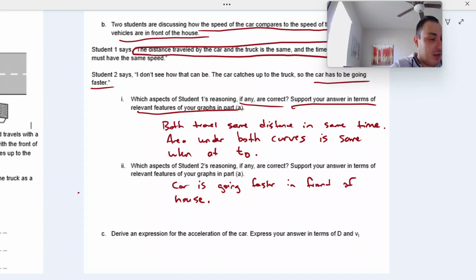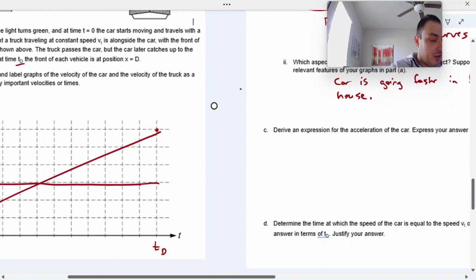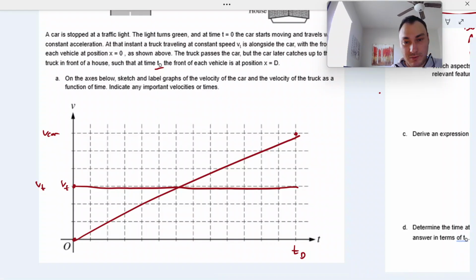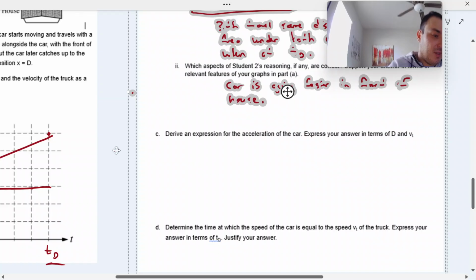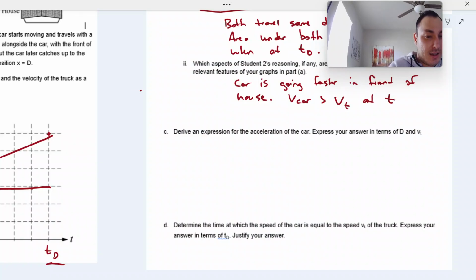And that can be seen on our graph just by this. The v of the car, and here's the v of the truck. The car's velocity is higher than that of the truck's velocity at td. So v car is greater than v truck at td.